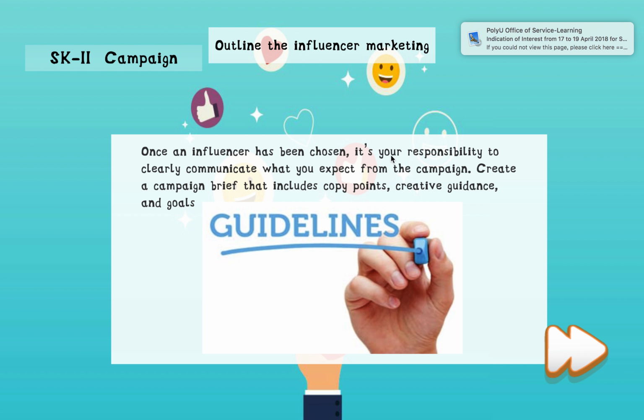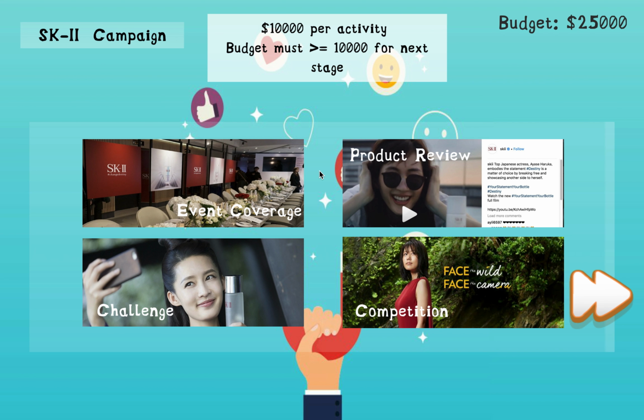For the next step, we outline what influence marketing is and what you are going to do after selecting your influencer. In reality, you need to select your goal and your guidance for the influencers. You need to tell the influencers what you are going to do. For the next steps, you can select your strategies.